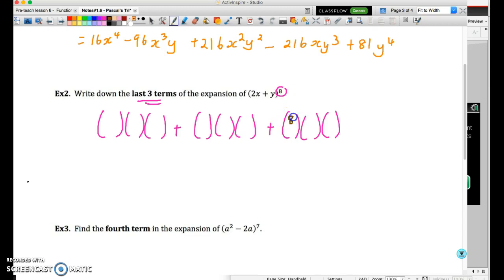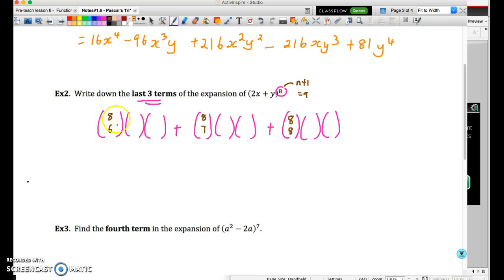So for the last term, we are of course choosing from 8, and that's going to be 8 choose 8, which means this is 8 choose 7 and 8 choose 6. And so the last three terms are in fact the 7th, 8th, and 9th term, because remember, if the exponent is 8, then there are going to be n plus 1 terms, which in this case is 9. And so this is the 7th, 8th, and 9th term.